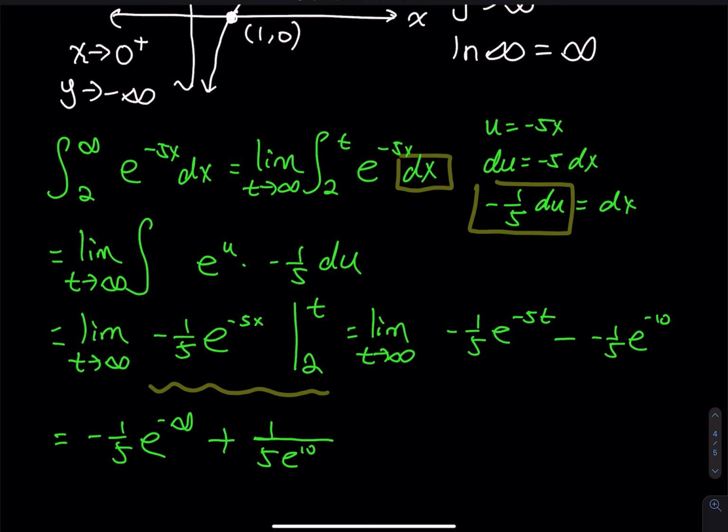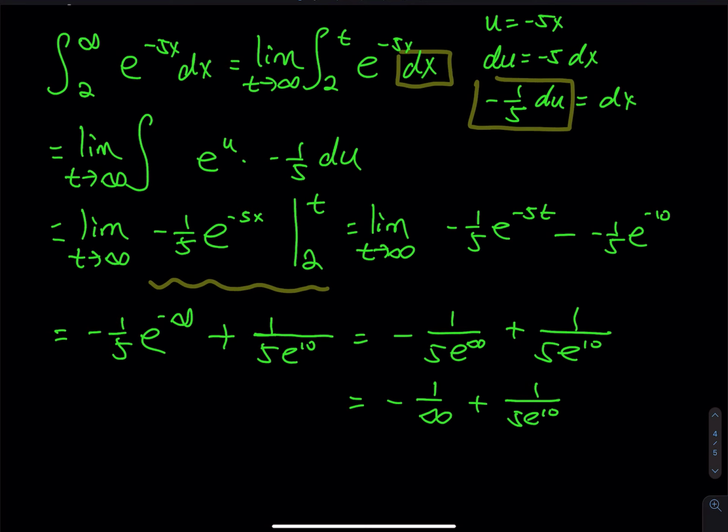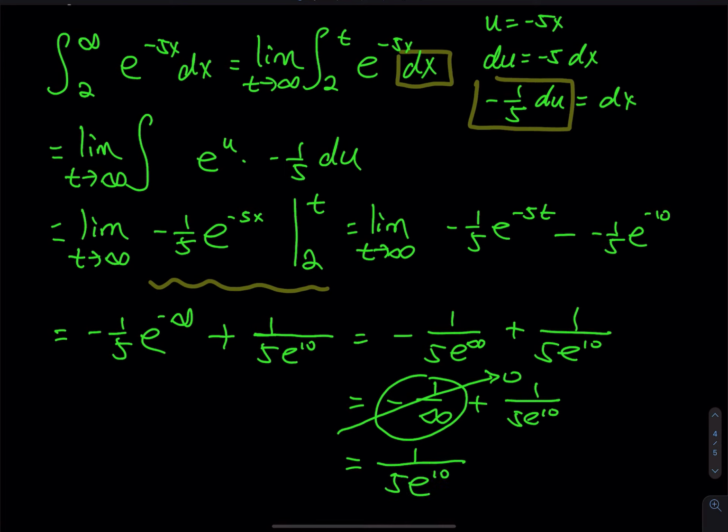All right, how do you handle the infinity? So you have negative 1 over 5 times e to the infinity, and then plus a number. So e to the infinity is equal to infinity, so you have negative 1 over infinity plus that number, which is equal to 0 plus that. So this is equal to 0. So overall, you have 1 divided by 5 times e raised to the 10. So that is my answer. So that is the area under the curve. So the area is finite. So we write finite area, and therefore the integral is convergent.